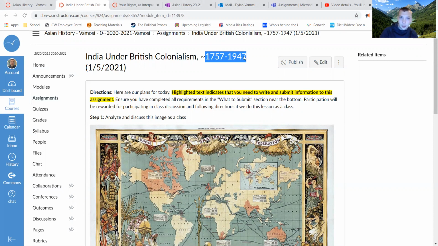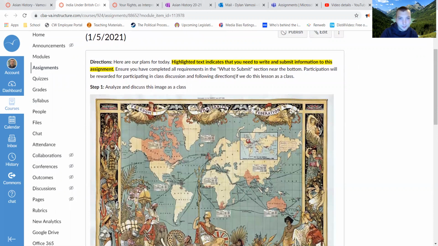And we're really talking within this time period. I put about, that symbol means about, 1757 to 1947. But these years are going to be a little bit fluid, and you'll see what I mean by that whenever we look through this lesson.